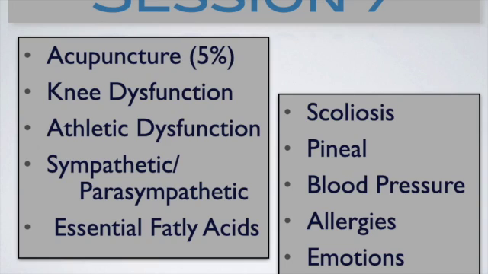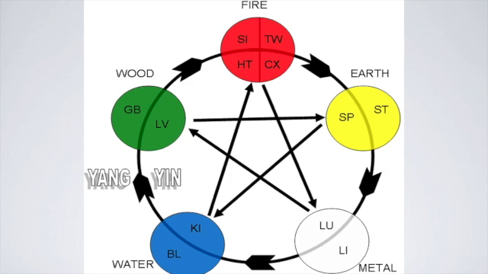Five-element acupuncture using the Shen and Ko cycle, knee dysfunction in the tissues and muscles involved, athletic dysfunction, anaerobic aerobic imbalances, sympathetic parasympathetic imbalances, essential fatty acids and their role in inflammatory pathways, scoliosis, pineal dysfunction, blood pressure, how we approach allergies, and last but certainly not least, the applied kinesiology approach to evaluating emotions and their involvement in the patient's problem.